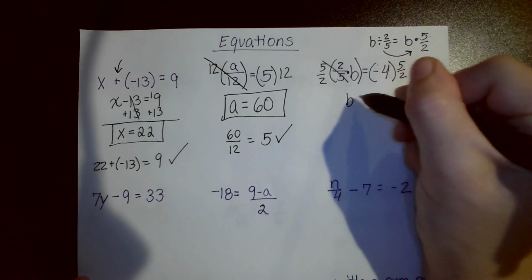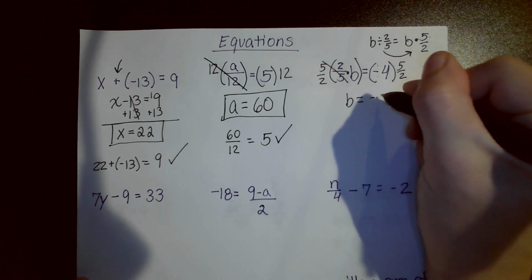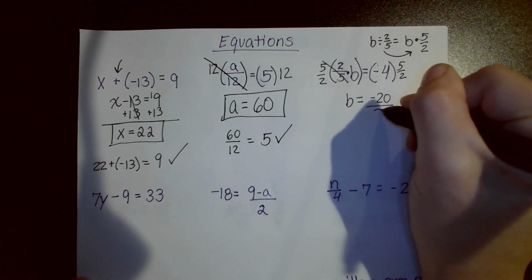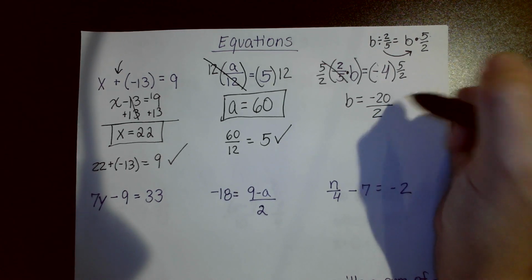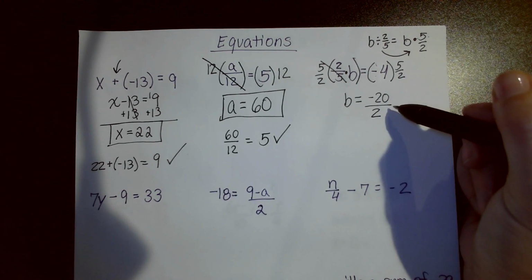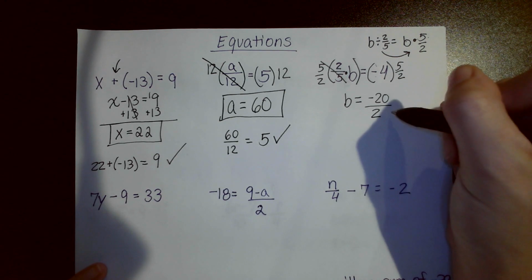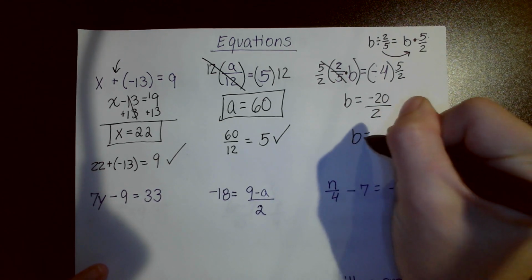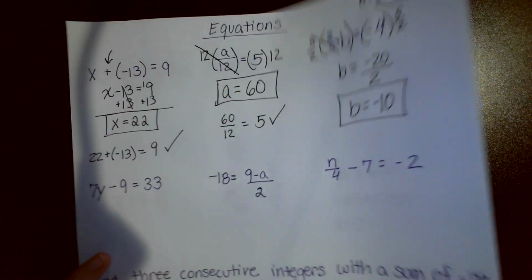That leaves us with b equals -4 times 5, -20/2. Now, you're not done here. Always check, can this be divided? Because remember, in algebra, we're looking at this as division, not just a fraction. And yes, -20 can be divided by 2. So we get -10. Moving on.